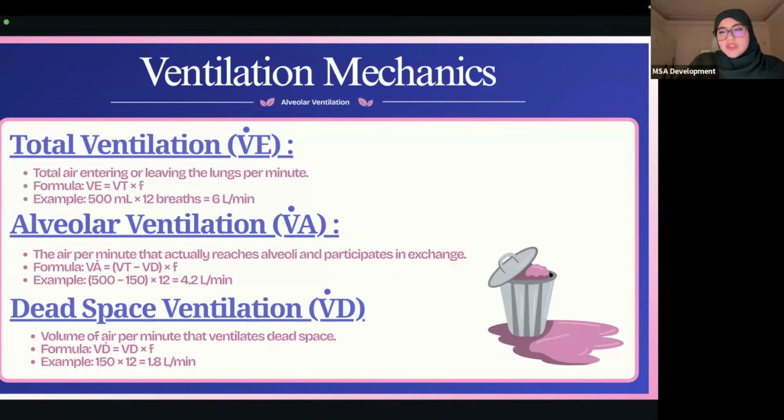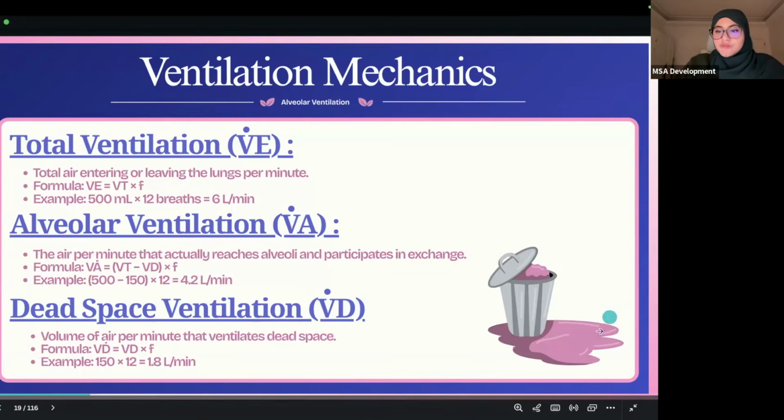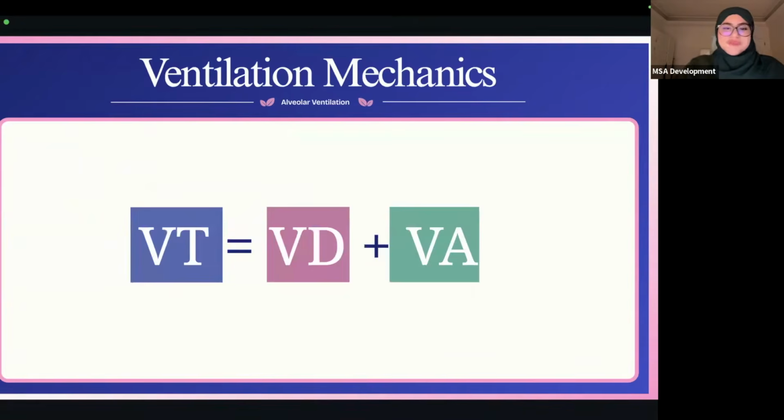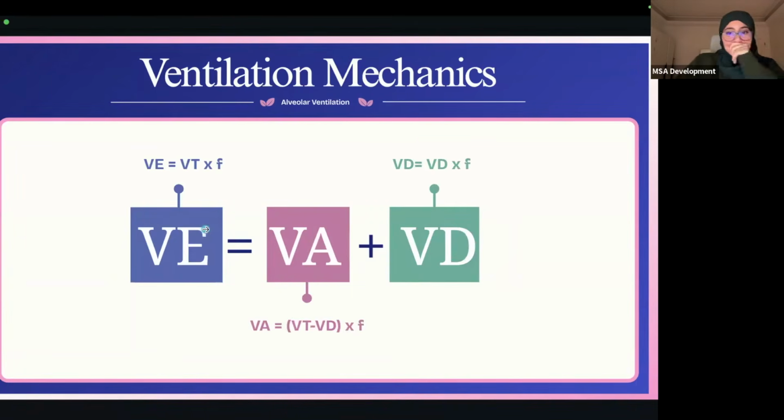In dead space ventilation, it's fine. It's a constant, as I said before. So you can just do dead space volume times frequency of breath. I put this trash can here because it's just how much got wasted. This is wasted breath, right? I'm joking. But anyways, this is the equation I described: tidal volume equals dead space volume plus alveolar volume. Both of these combined equal tidal volume, and all of this is times the frequency of breath. These are just the separate equations to keep in the back of your head.